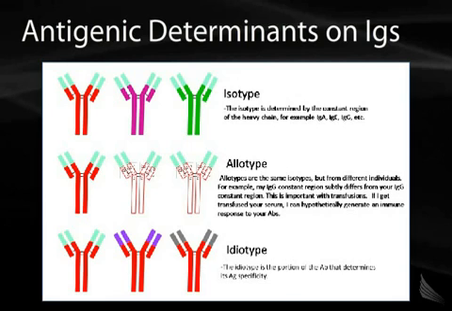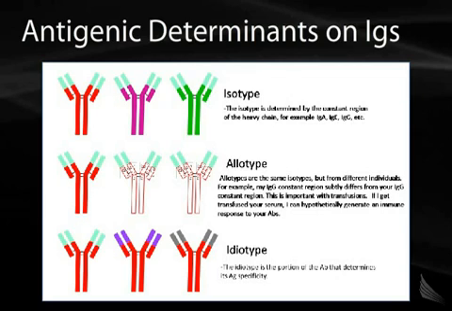Let's discuss antigenic determinants on immunoglobulins. These are some more vocabulary terms that you should be familiar with for the boards. Isotype, allotype, and idiotype. The isotype is determined by the constant region of the heavy chain. This is the type of antibody that it is. So if you hear about IgA, IgE, IgM, IgG, these are isotypes. We remember that those are determined by the FC portion of the antibody.